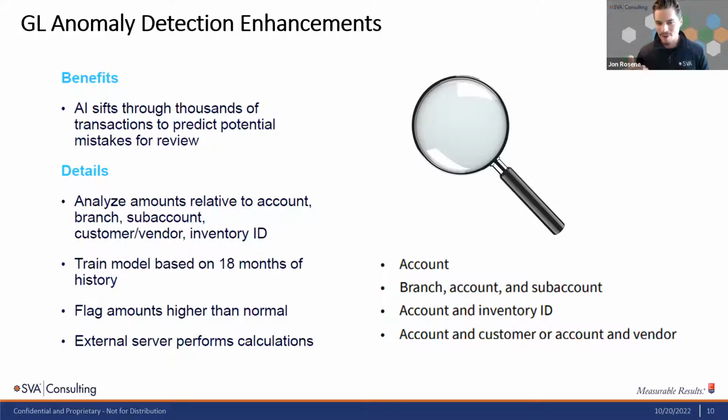And you can see it under the magnifying glass. We have those 4 categories or combinations. So looking at account information, the branch, account and sub-account details, account and inventory ID, account and customer, or account and vendor. And so again, historically, it had been in that 22R1 version around reclassification history. So we've seen great enhancements around what we can actually view within that anomaly detection.